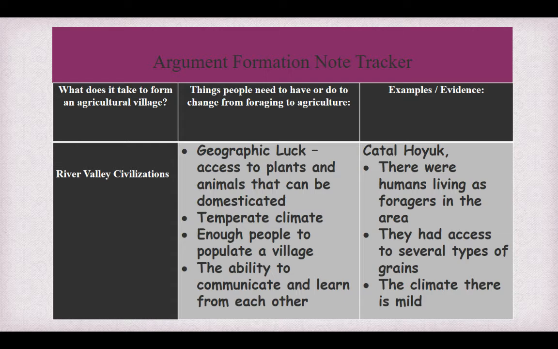And again, the example that I provided is Catalhoyuk, the oldest known civilization that historians and archaeologists have been able to find. They are a good example of these things as they had a good amount of geographic luck, meaning that they were able to transition out of a foraging community to a farming community due to their access to several types of grains and climate. This information you should copy down into your chart that looks similar to this on slide 2.